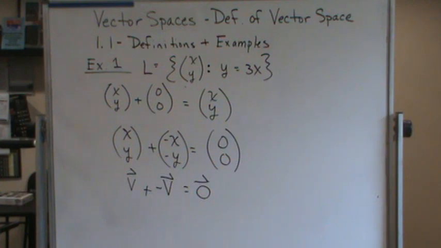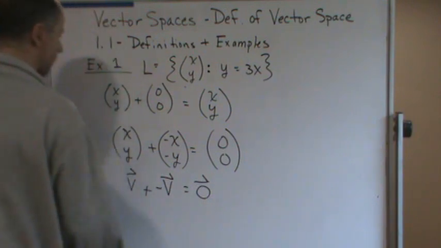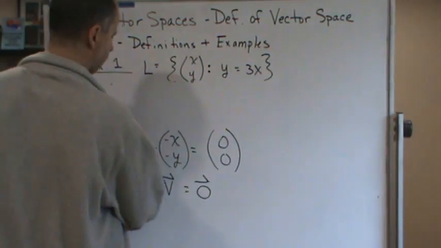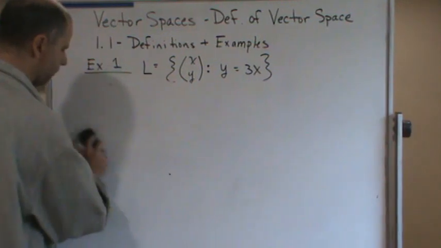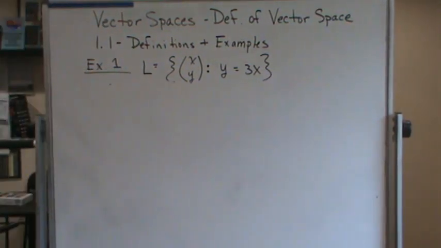And those are the first 5 conditions. So the first checks for the 5 conditions having to do with scalar multiplication are similar. Now for 6, closure under scalar multiplication, let's look at that. So remember, for scalar multiplication, you're multiplying the scalar by every component in the vector.